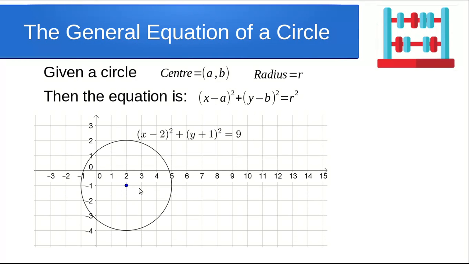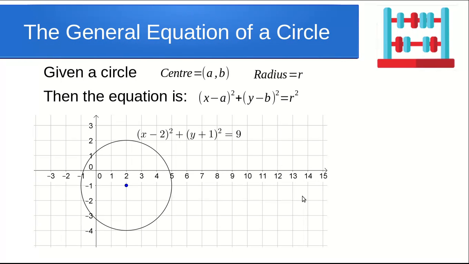Here's a circle, its centre is (2, -1), and its radius is 3. From the centre to the edge, the radius is 3. So that would give us an equation of (x minus 2) squared, because the x component of the centre is 2, plus (y minus 1) squared, well that becomes (y plus 1) all squared, and then it equals the radius squared, which is 3 squared, which is 9. So that's an example of the general equation of a circle being used.